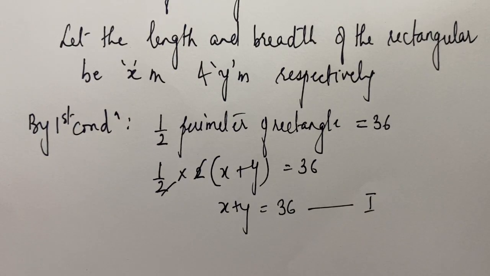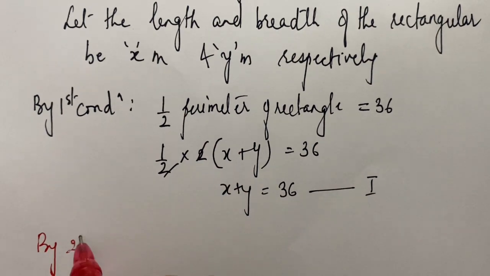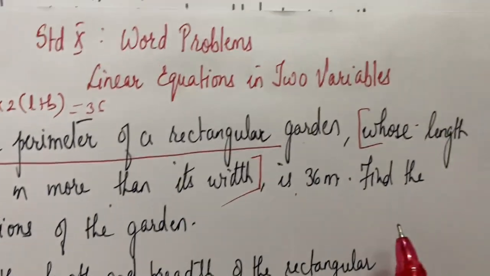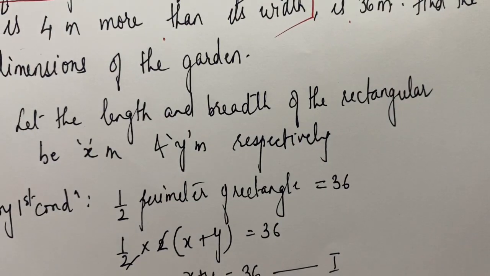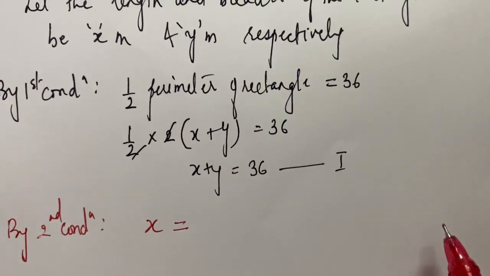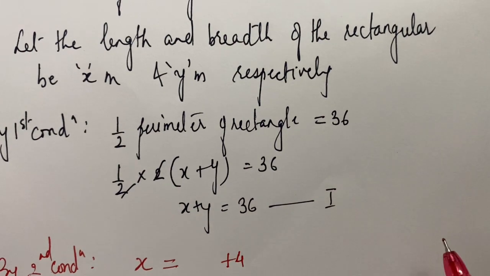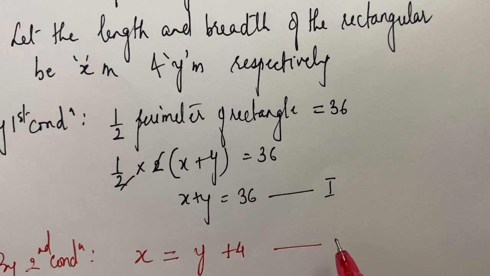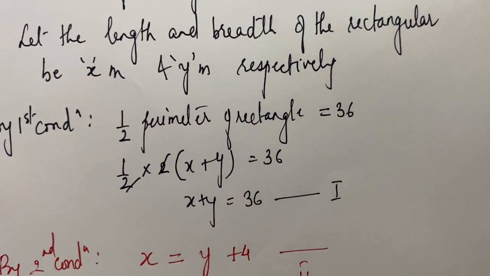Okay. Now by second condition, he says the length of the rectangular garden is x, that is, whose length is 4 more than its width, which is y. This is your equation 2. Or you can write this as x minus y is equal to 4. This becomes your equation 2.